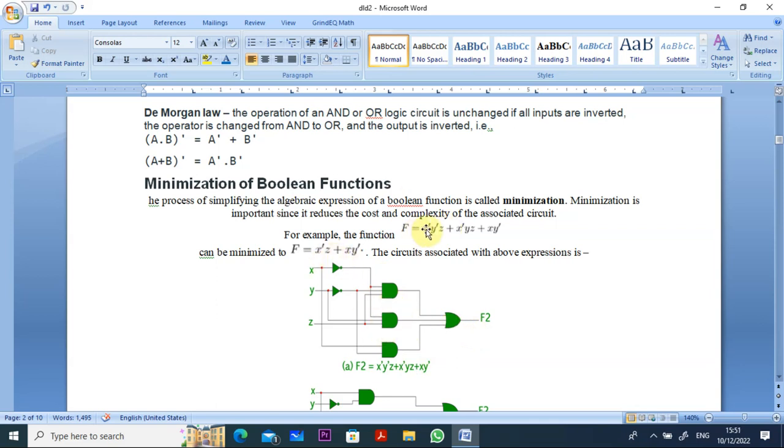Now he is telling that the same function can be minimized like this. How will it be done? You see, I will solve this equation in front of you. Okay, x dash y dash z. Okay, let us go for that.